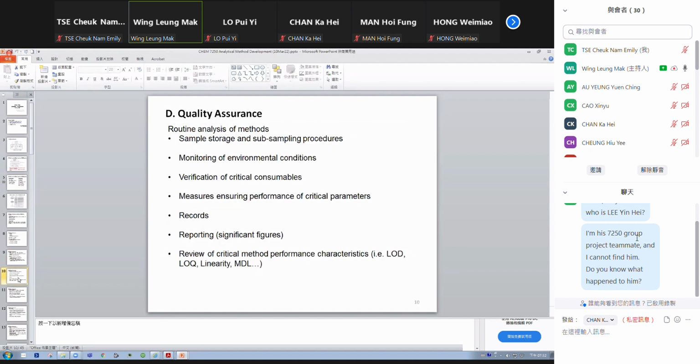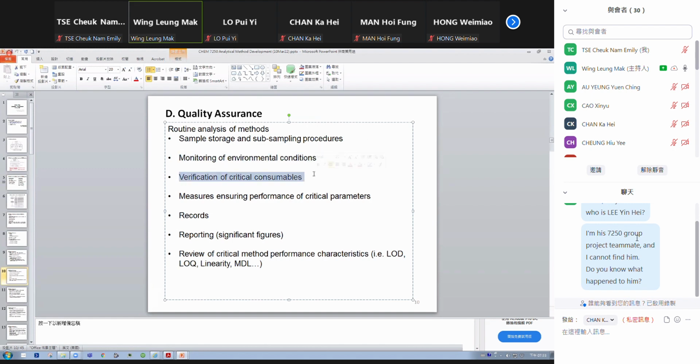For quality assurance of the routine analysis of samples, the sample storage conditions should be in line with the testing procedure, maybe stated in the international standard. Also the subsampling procedure, and monitoring of the environmental conditions in the laboratory, which should not be too hot or too dry. The temperature and humidity have to be controlled.